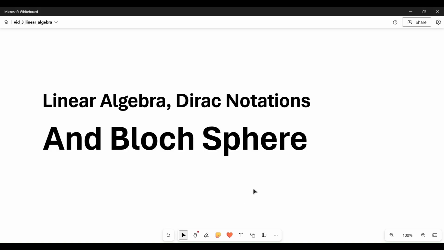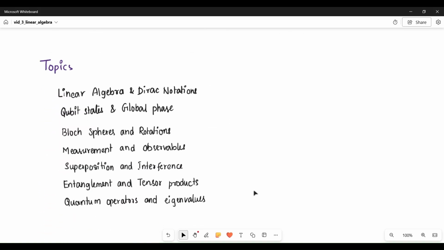Here's what you'll learn today. Linear algebra and Dirac notation: the building blocks, vectors, matrices, and inner products, and the elegant bra-ket notation for quantum mechanics. Quantum states and global phase: how qubits are expressed and normalized.